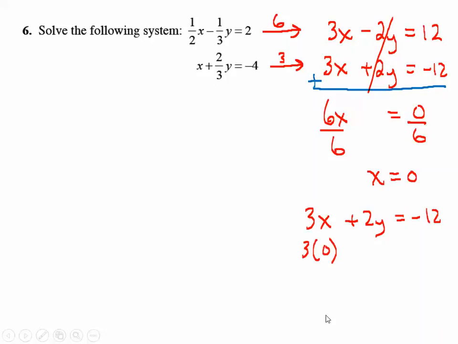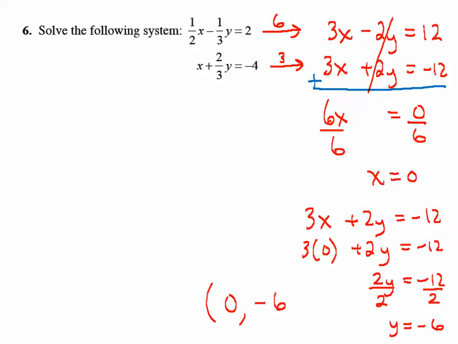X becomes 0. That's easy. That means the y has to be -6 is good. Divided by 2 gives you y equals -6. Answer is 0, -6. So that's where the intersection point happened. All right, good there.